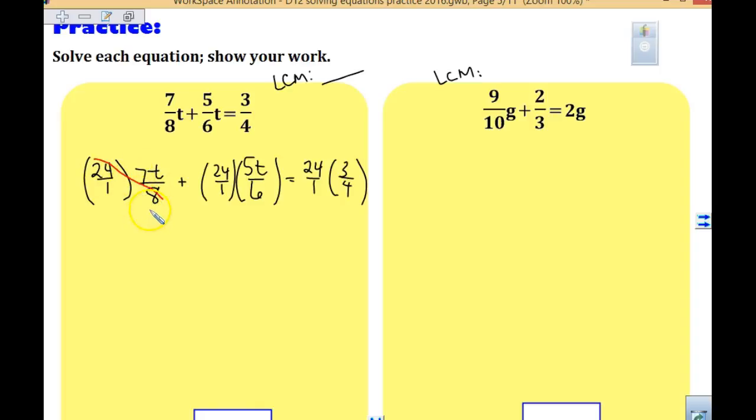21t. Okay, because 8 went in here 3 times. So we get 21t. Keep going. 20t. Okay, so 6 went in here 4 times. So you see how we got the 20t? He's multiplying 4 and 5t. So we get 20t. And if I look at the last one there, we need to move it. Okay, what can I do to simplify this last one? How many times can 4 go in to my 24?